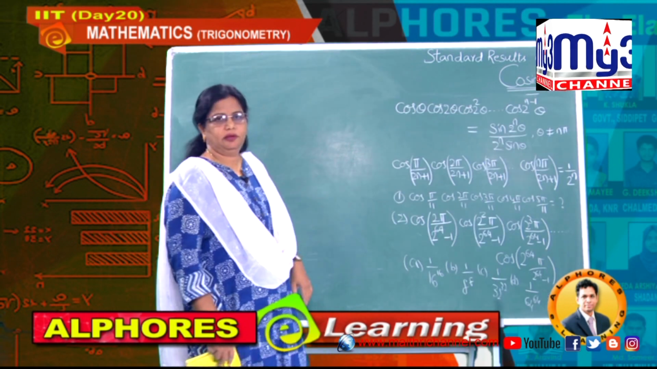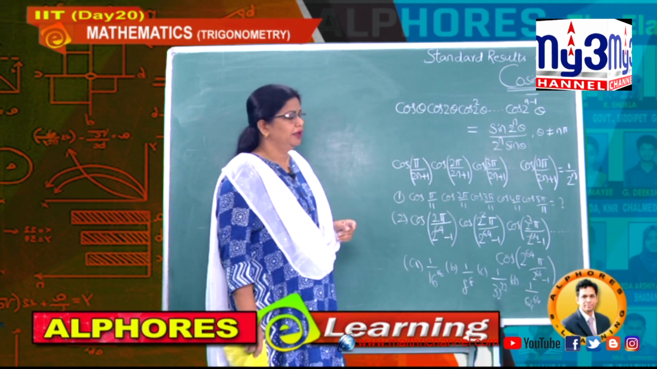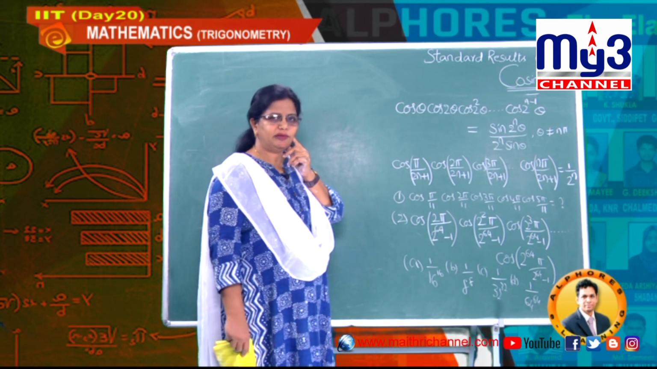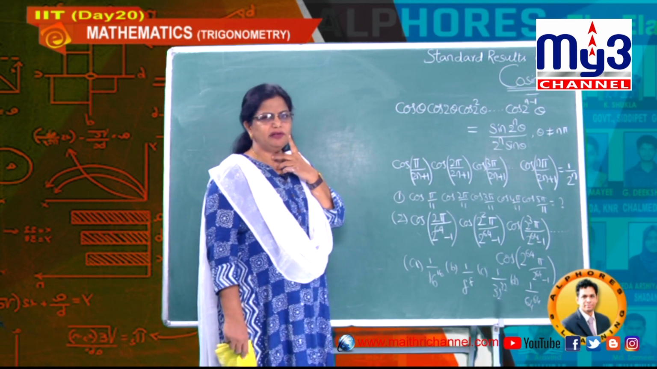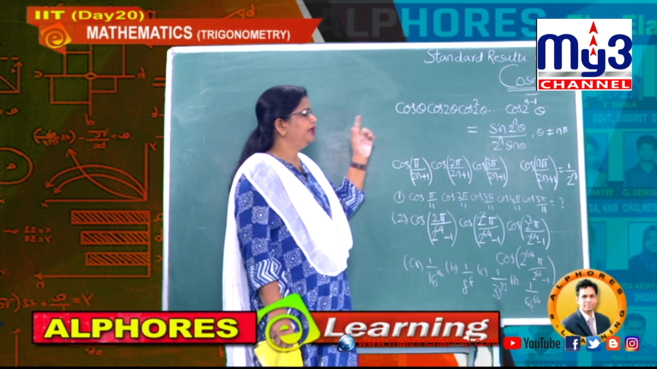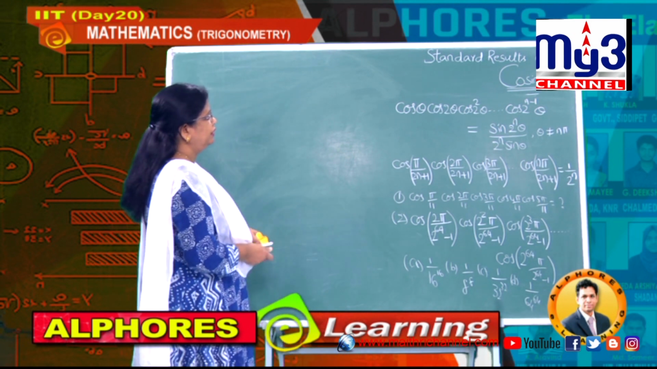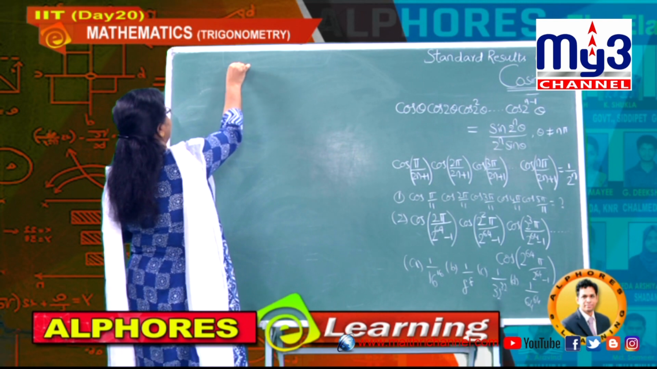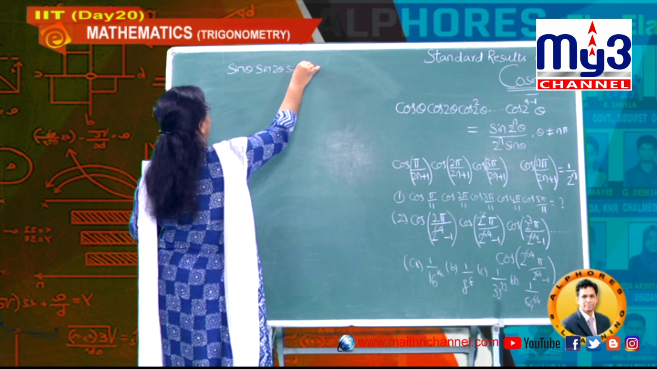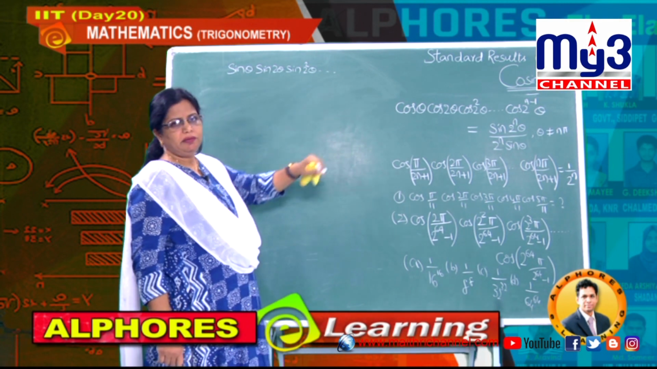Now students, observe this result we have just proved. Then you may get one doubt: why is this result only in terms of cos, why not in terms of sin? So why have we proved this result exclusively in cos? Suppose I write the result as sin theta into sin 2 theta, sin 2 square theta, etc. Then can I get this kind of answer?